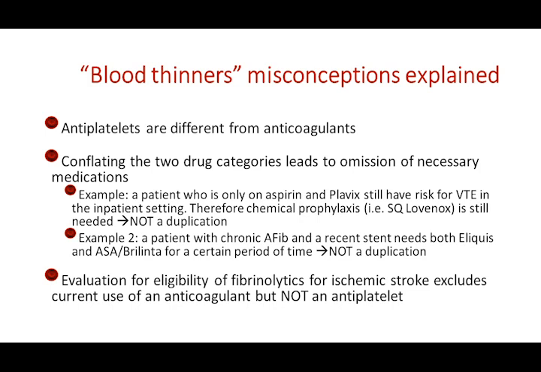So all of that just to say that it is important to really look into their past medical history and current hospital course to determine appropriateness of all of these agents. If someone comes in with a history of AFib or VTE, then maybe we should be questioning to make sure that the patient is taking an anticoagulant.